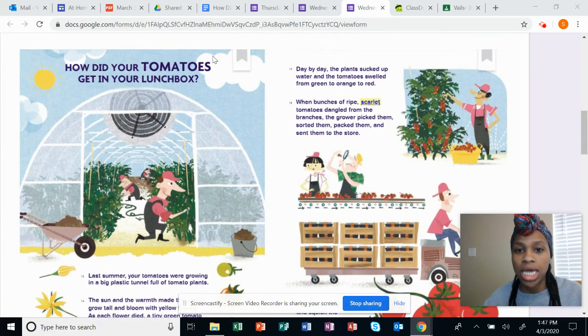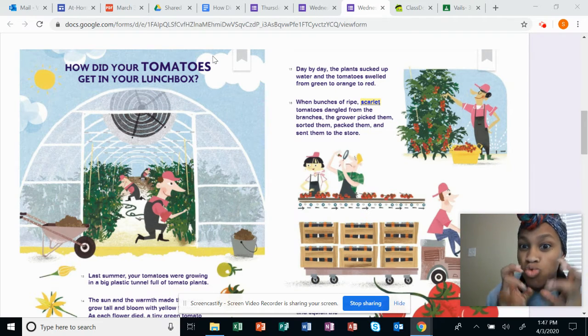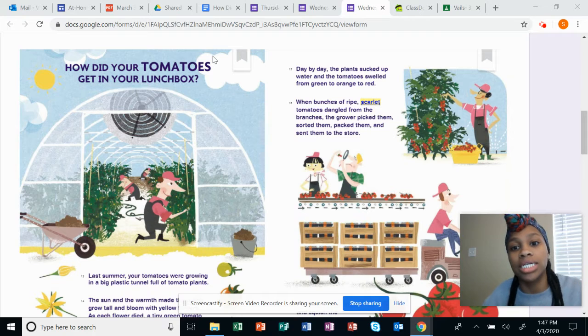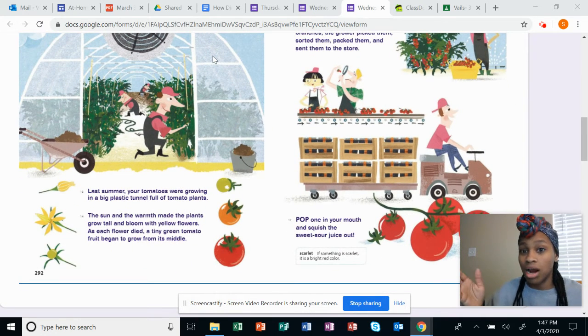Then I keep going, and it says, day by day, the plants sucked up water and tomatoes swelled from green to orange to red. So first my tomatoes started off green, then they became orange, then they became red. When bunches of ripe scarlet tomatoes dangled from the branches, the grower picked them, sorted them, packed them, and sent them to the store. So before they even get to the store, they have to pick which ones are good, then sort through them, pack them, and send them to the store. So right there, that is when I can finally buy my tomatoes.